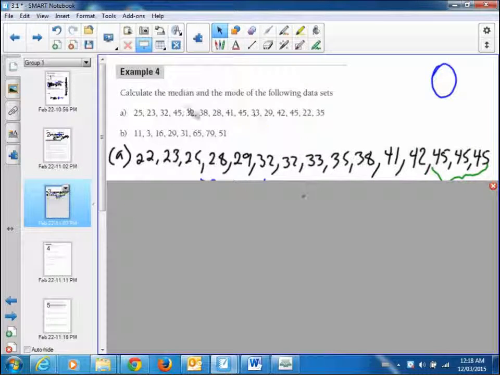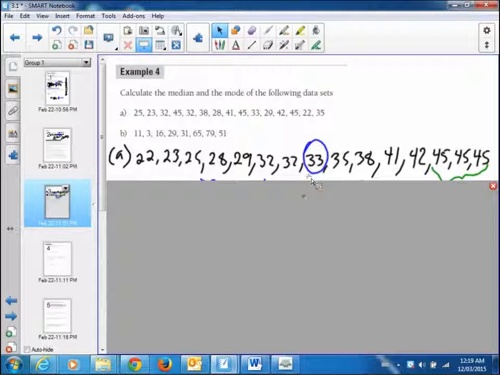Calculate the median and the mode for the following data sets. Now set A isn't in order if you take a look at this. Take some time, put it in order. I have this one put in order already. Now the median is the middle value. There are 1, 2, 3, 4, 5, 6, 7, 8, 9, 10, 11, 12, 13, 14, 15 values. So what's the middle of 15? 7.5. We're going to round that up and make it 8.